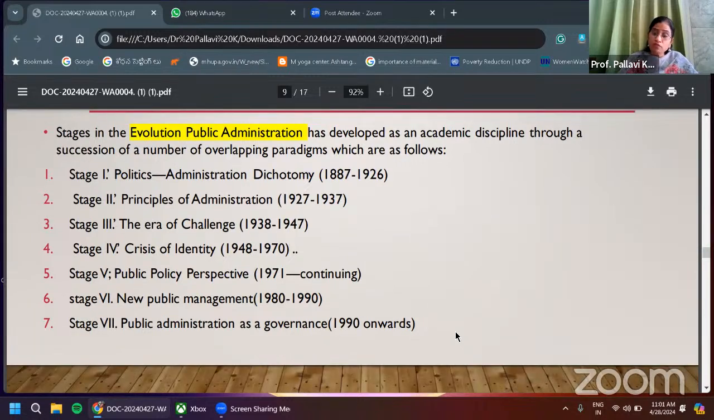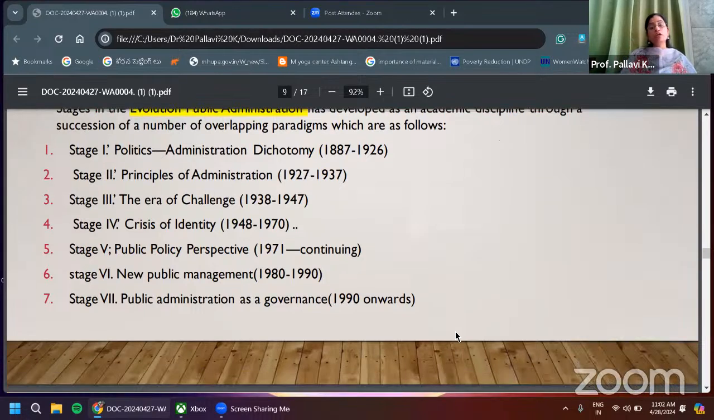Public policy perspective, that is the fifth stage, began in the year 1971, but it is still continuing because these stages are not very rigid. They are not compartmentalized. You cannot say that this period is only public policy perspective and this is new public management. They may overlap also. So remember that though the public policy perspective started in 1971, it is still continuing, because even today governments are framing different policies for the welfare of the people, and they are implementing them as well. So all this comes under public policy perspective.